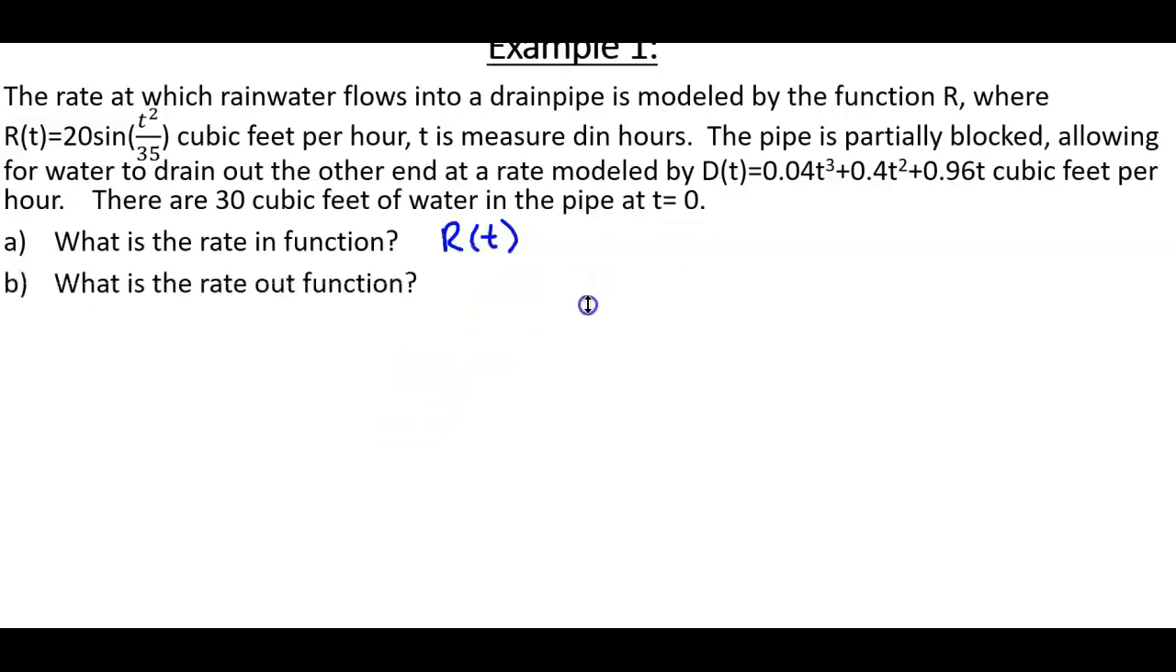Sorry. Okay. What is the rate out function? The rate out function is the other one. This one tells us how fast water is leaving the pipe. D of t is my rate out function.